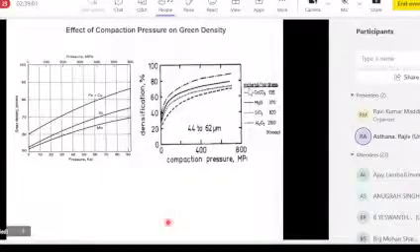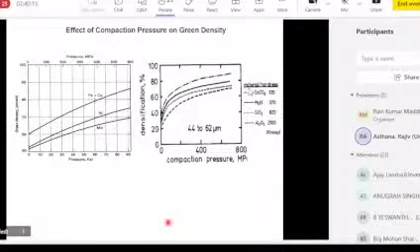What should be the pressure above which there is no benefit? The same behavior is seen for beam strength of the part. If you plot beam strength of the pressed part as a function of pressure, you see this kind of behavior. Higher the pressure, stronger the part, which makes sense.